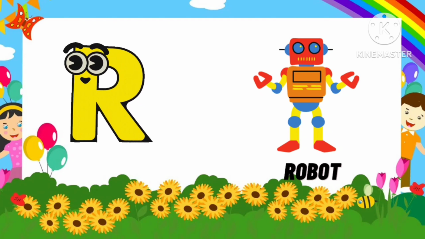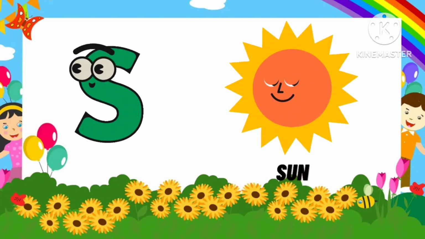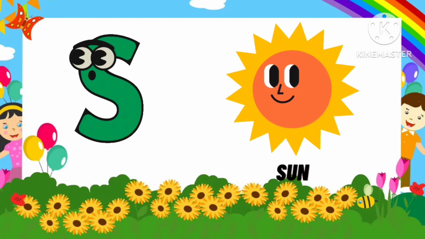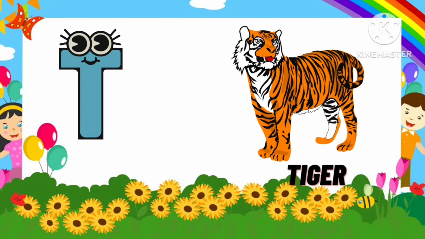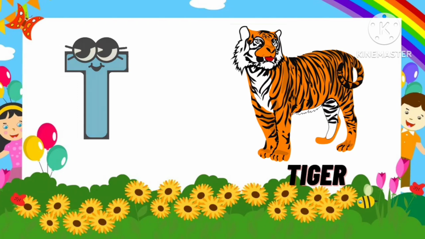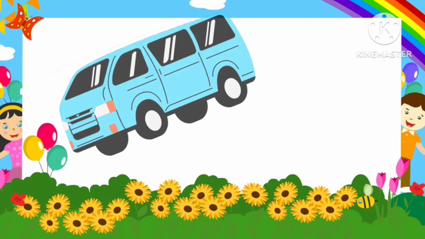R for robot. S for sun. T for tiger. U for umbrella.